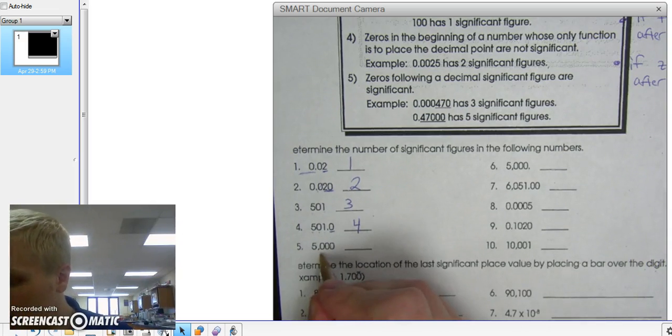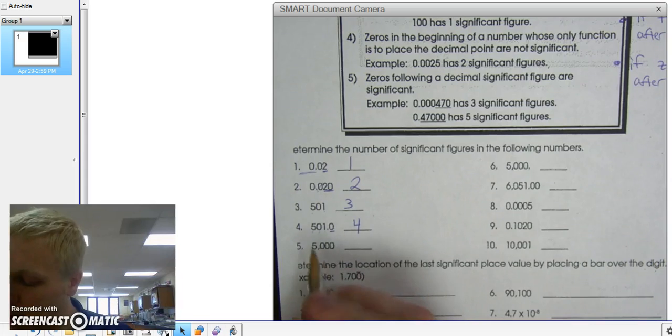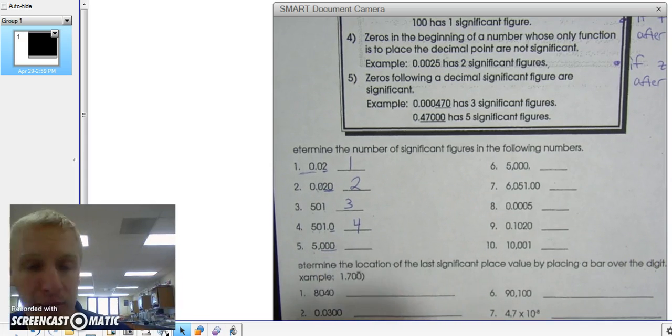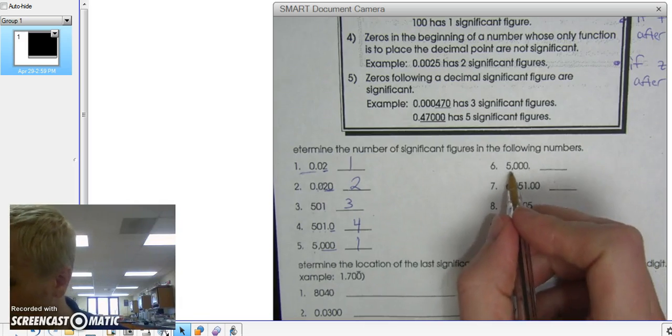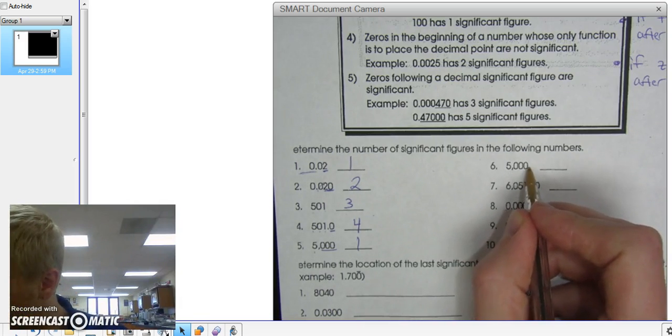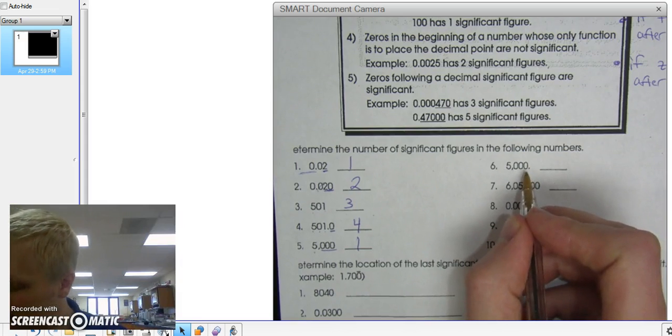Next we got number 5. 5,000. That 5 is significant, but these 3 zeros, they're after a sig fig, but they're not after a decimal, so they're just placeholders. They're not significant. We just have one significant figure there. However, if you got 5,000 point, that point, it's kind of a weird exception.